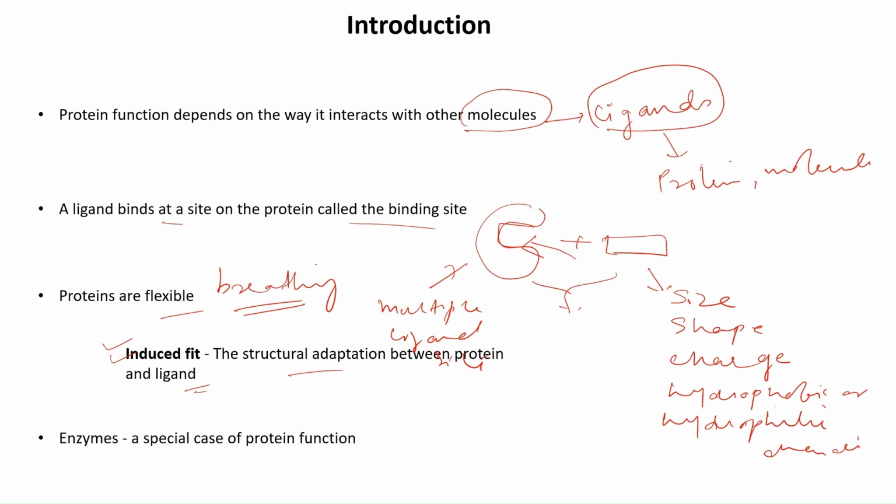Now enzyme is a special case of protein function. In an enzyme, the protein is known as the enzyme and the ligand is called the substrate. And the ligand binding site is known as the active site or catalytic site. So it is a special case of protein in which the protein is called enzyme, the ligand is called substrate, and the site where they bind is known as the active or the catalytic site.